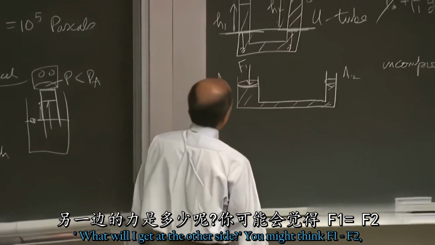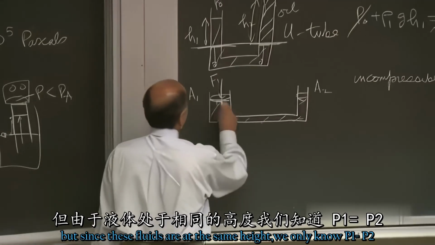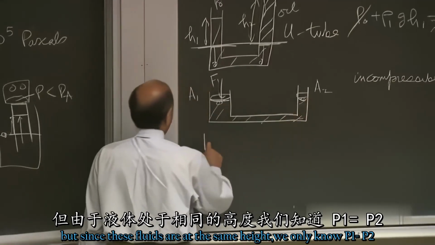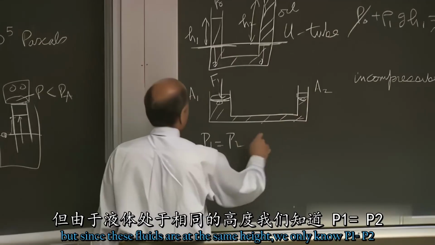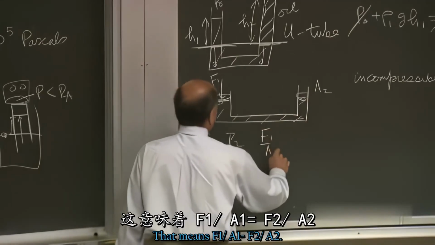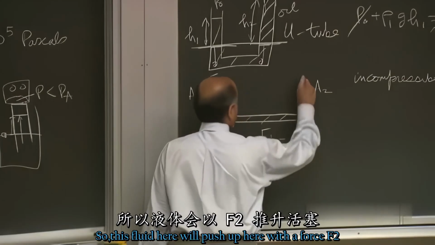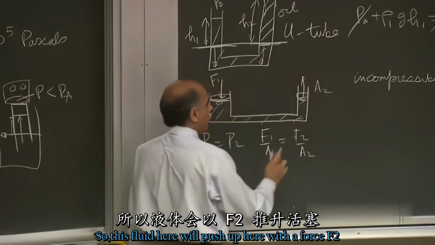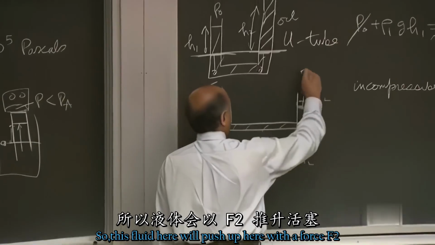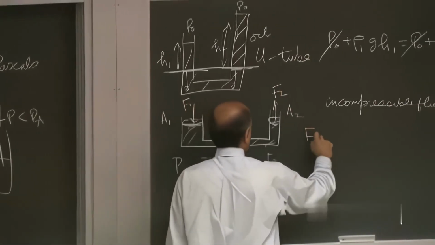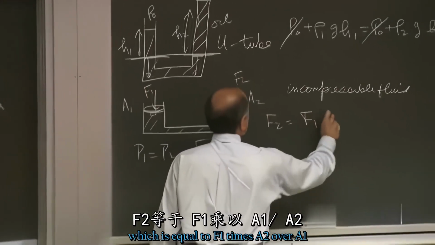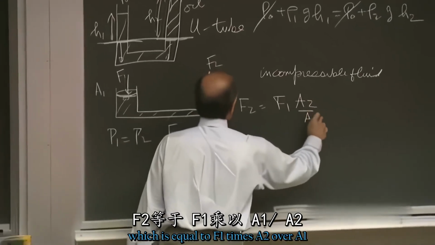You might think F1 equals F2, but since these fluids are at the same height, we only know P1 equals P2. That means F1 over A1 is equal to F2 over A2. So this fluid here will push up here with the force F2, which is equal to F1 times A2 over A1.